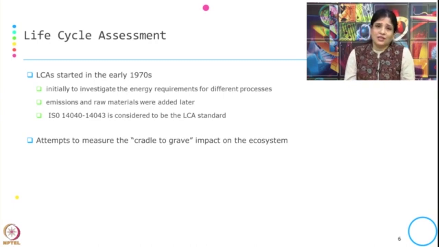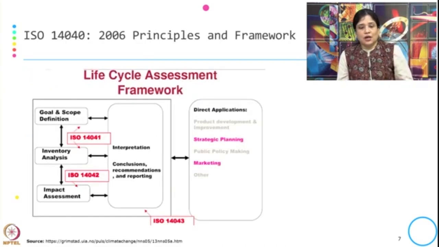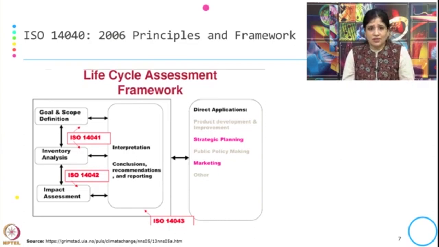In the next slide, I'll tell you what is cradle, what is grave, and how we use the variants of cradle to cradle, cradle to grave or cradle to gate in the context of different products. This is the principle and framework developed in 2006, the ISO 14040 series, and it gives the life cycle assessment framework. And what is this framework? The framework involves goal and scope definition, inventory analysis, impact assessment, and after the impact assessment, finally the interpretation, conclusion, recommendation and reporting. Whatever the interpretation, it can be directly applied to product development, improvement in product, strategic planning, public policy making, marketing and other domains of the business.